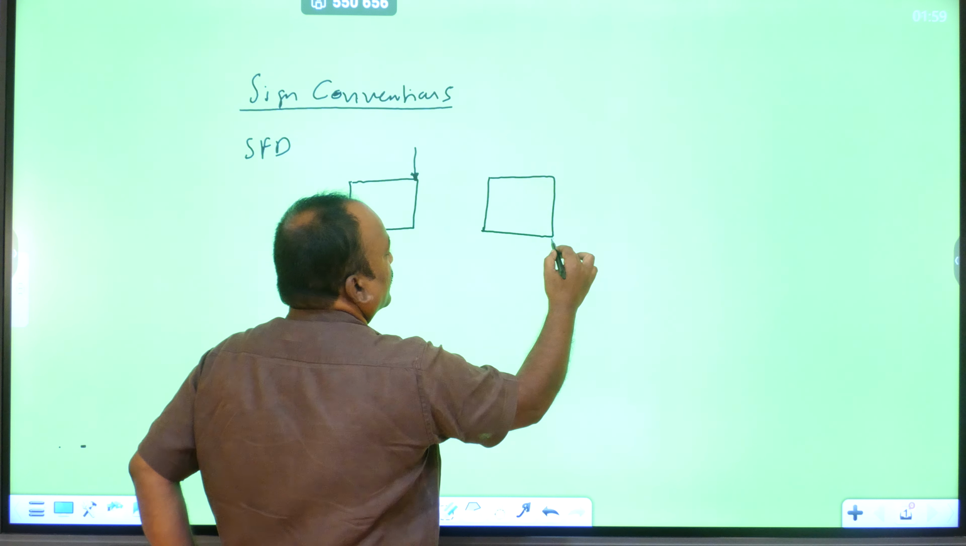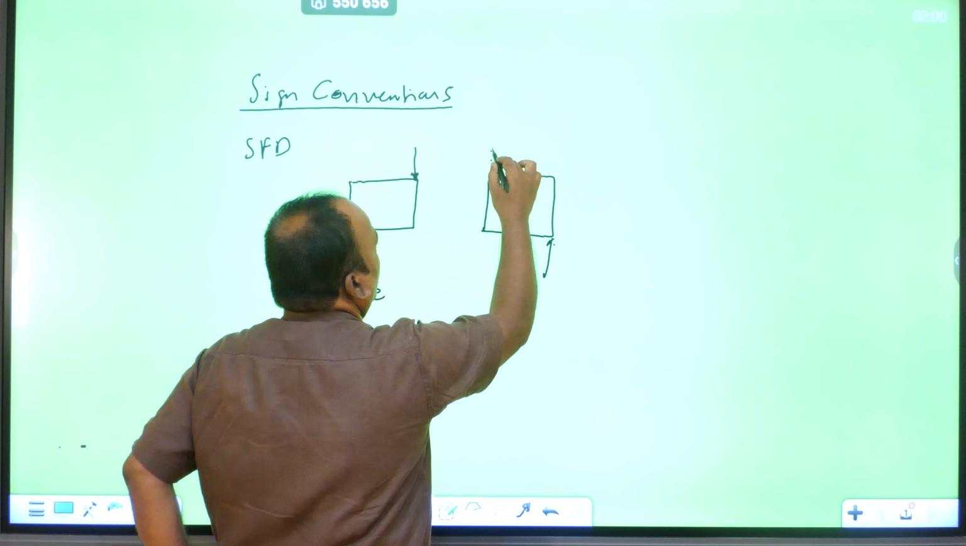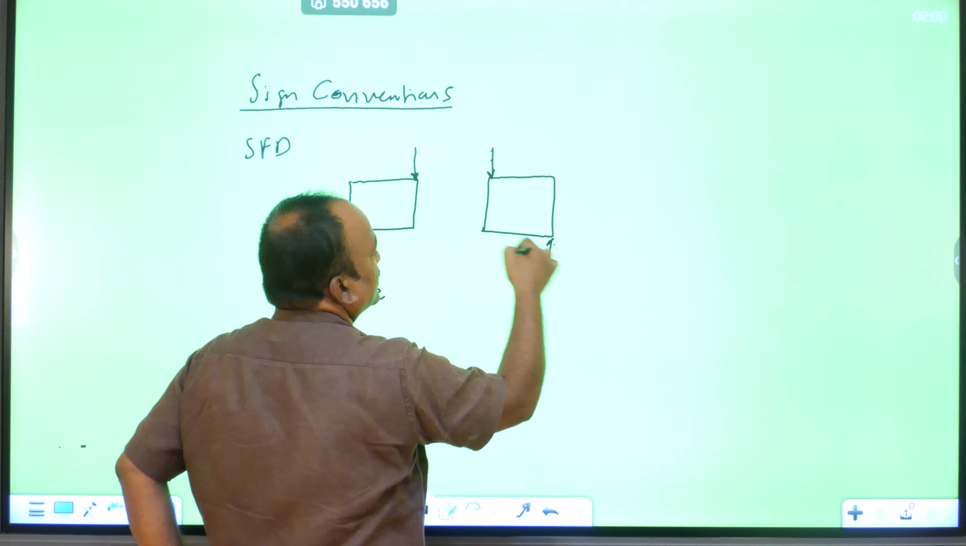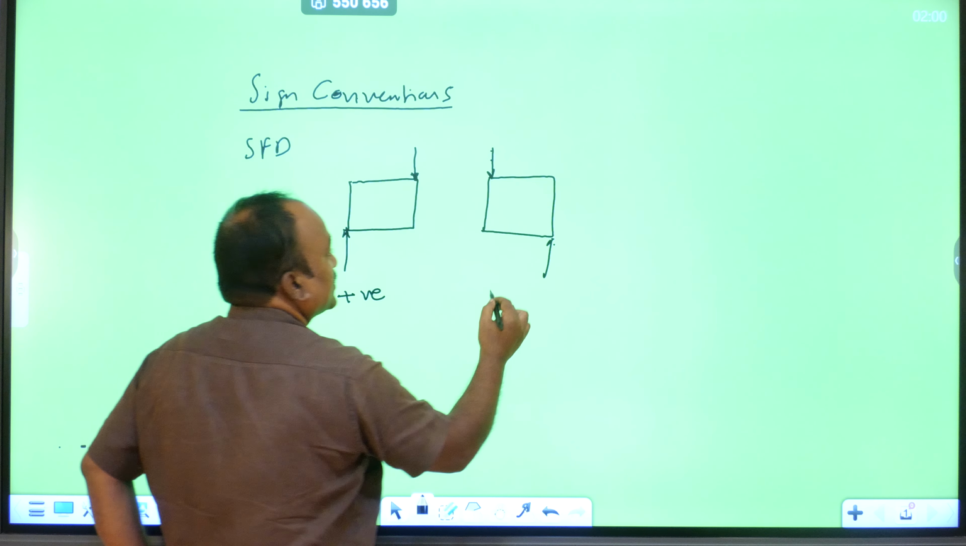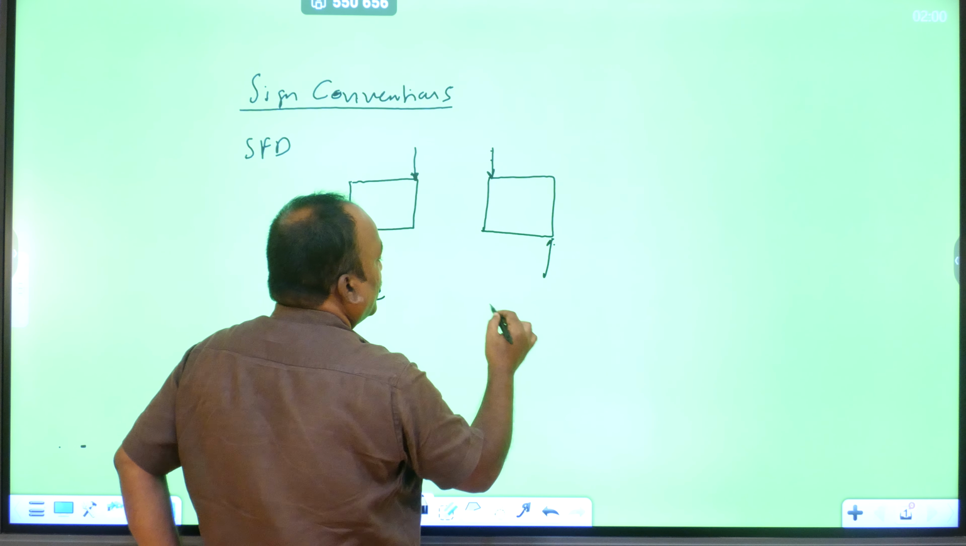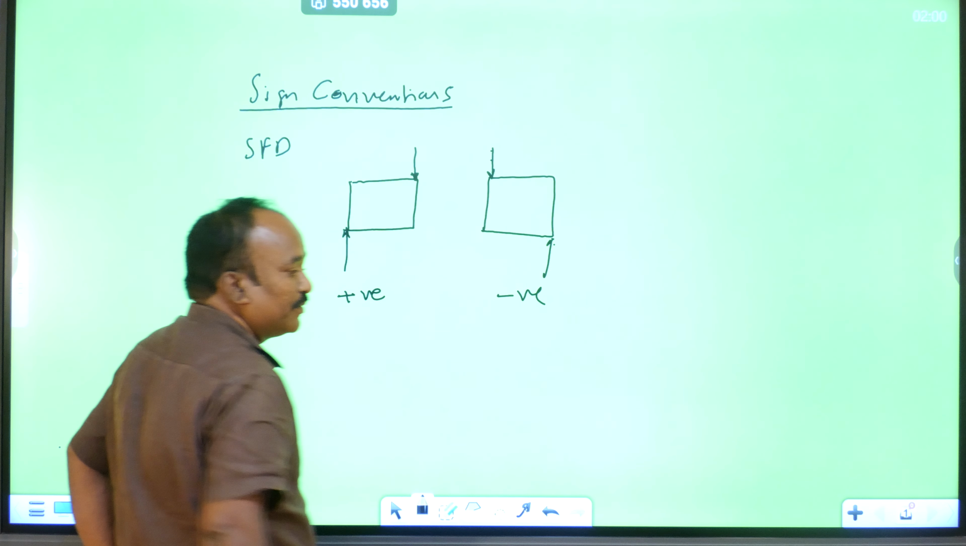Next, the load is here, another here. So this means anti-clockwise. Anti-clockwise means the shear force value is negative.